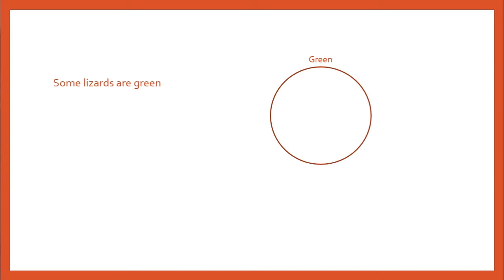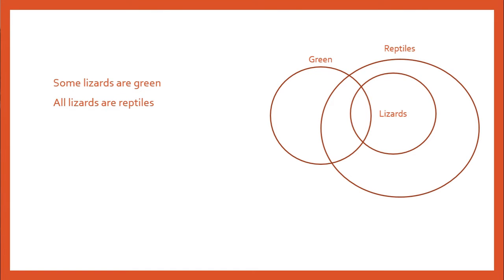Next, some lizards are green. So we're going to have the same kind of overlapping where lizards and green touch partially, but they do not fit completely one inside of the other. Next, all lizards are reptiles. So for this, we need a larger circle representing reptiles that goes completely around the lizard circle. Some reptiles are green. For this to be true, we can't have the reptile circle be able to be completely outside of the green circle.